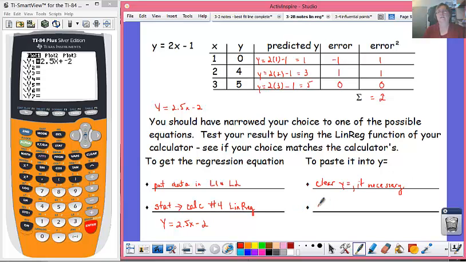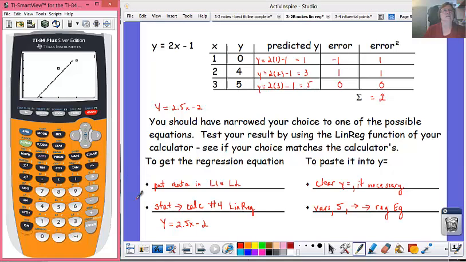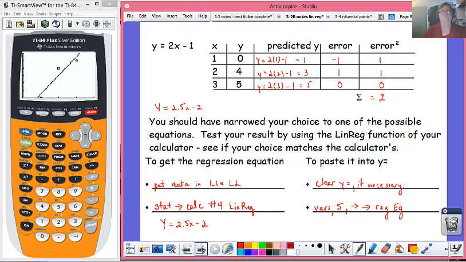And then it is vars 5 for statistics, over twice to EQ, and choose reg EQ, which should be the first option. Unless you're on a TI-82, then you have to arrow down to find reg EQ. But vars 5 over reg EQ will get us that. And let's just see how that looks with our scatter plot. I've already set up a good viewing window for this. So there's our data and there's our line. And yes sirree, that looks like a pretty darn good fit.